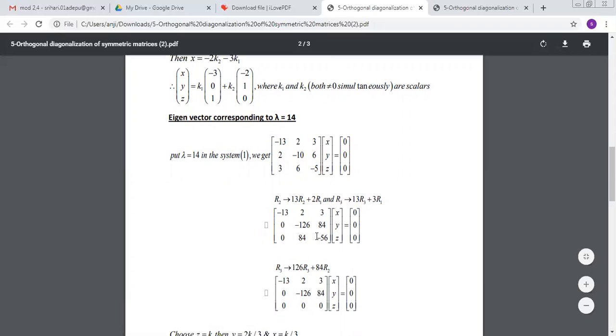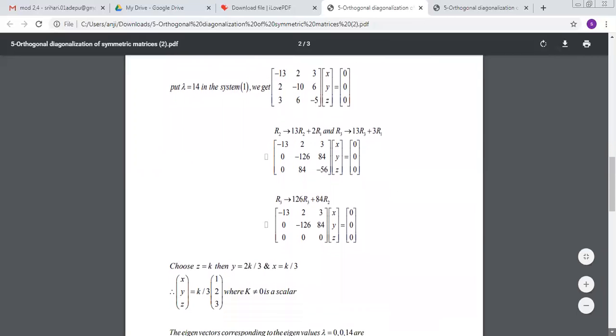Now make this element 0, the minus 84. So R3 becomes 126 R3 plus 84 R2. So that is [-13, 2, 3; 0, -126, 84; 0, 0, 0] times [x, y, z] equals [0, 0, 0]. So the rank of the coefficient matrix is 2 and we have to assign an arbitrary value for one variable.